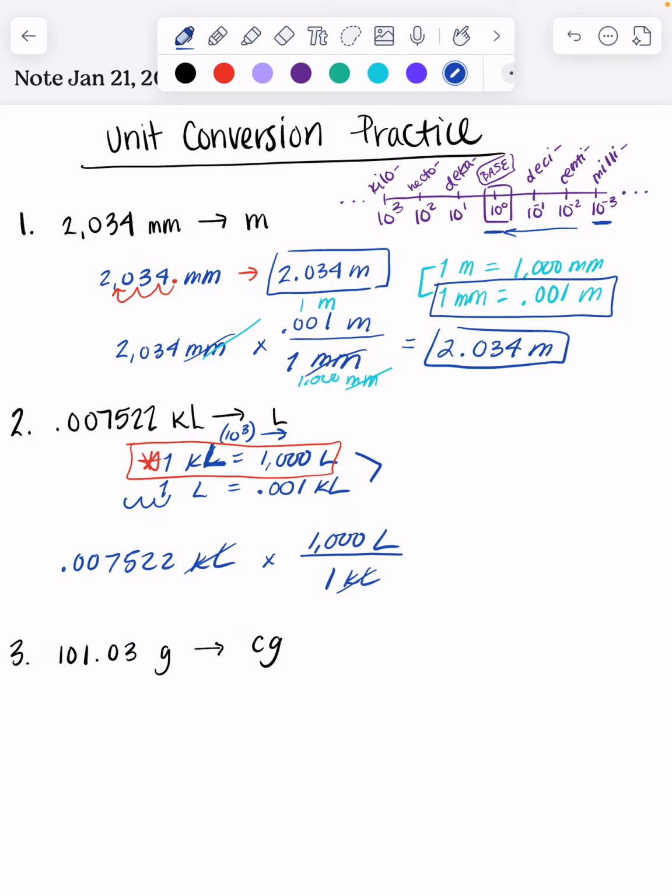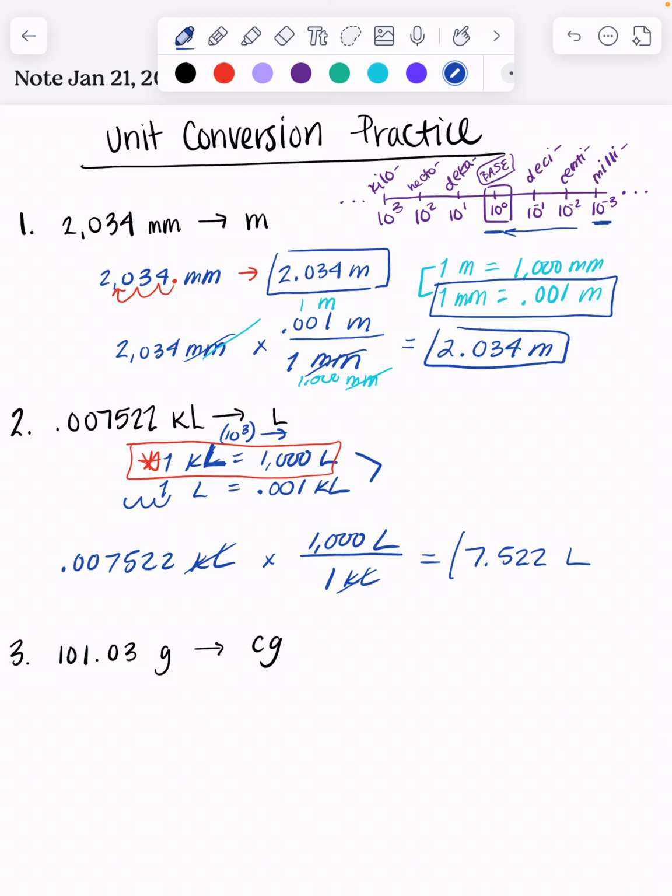I know that. And so when we multiply this out, it would be kind of the same thing as moving our decimal 3 places to the right. So I multiply this and I get 7.522 liters.